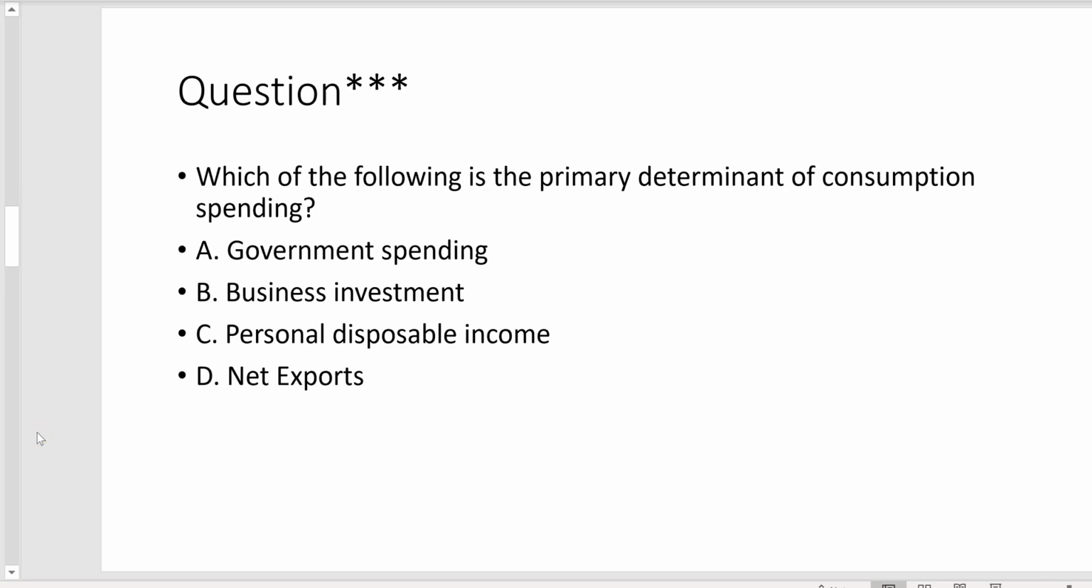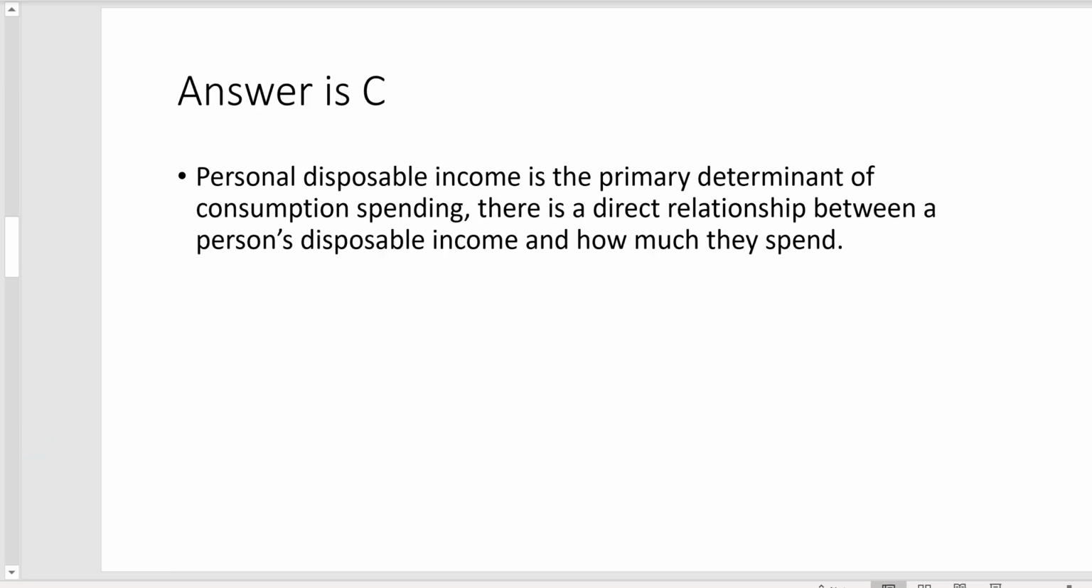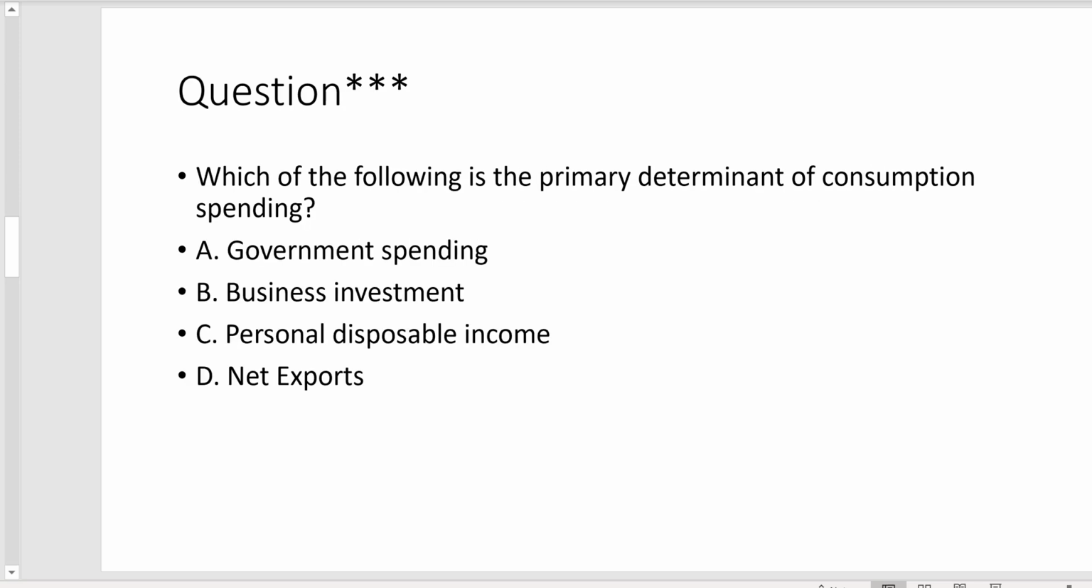All right, which of the following is the primary determinant of consumption spending? What's the primary force behind consumer spending? And the answer is personal disposable income, letter C, because as consumers have more disposable income, they will spend it. C is the best answer. These other choices are measures of aggregate demand, but they don't belong on the consumption side.